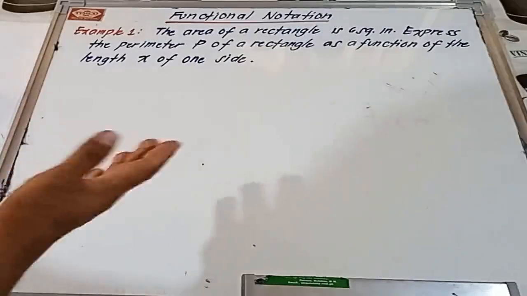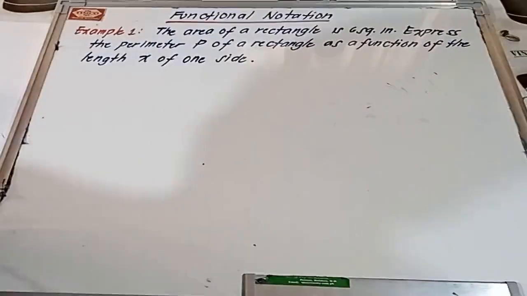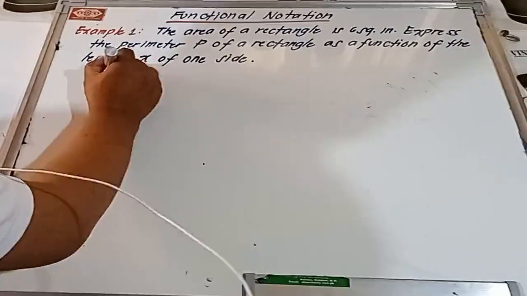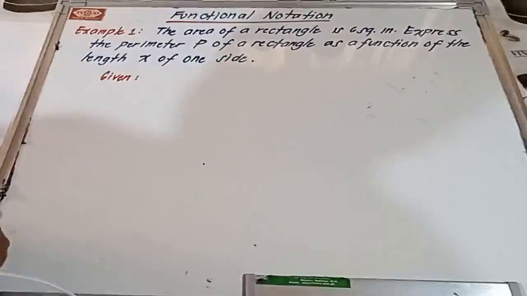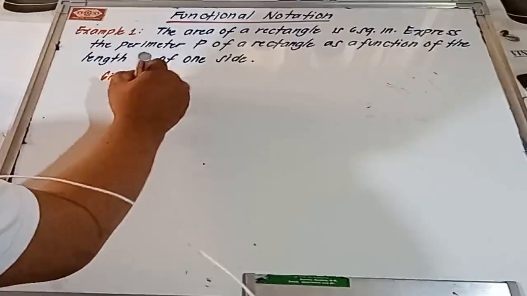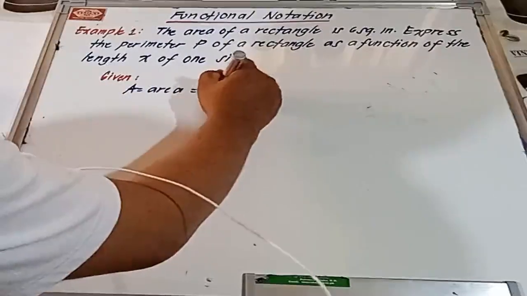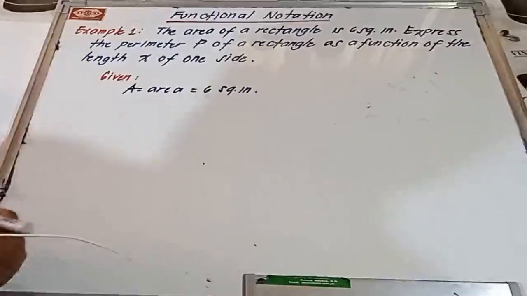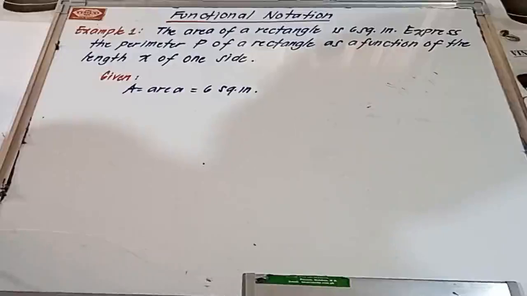So, paano ba yun? So, write down muna natin yung given. Ang given natin ay the area of the rectangle. Let's say ang area natin is A or capital letter A, and that is 6 square inches. And then, ang tinatanong sa atin is a formula ng ating perimeter nitong rectangle na to as a function of length x.